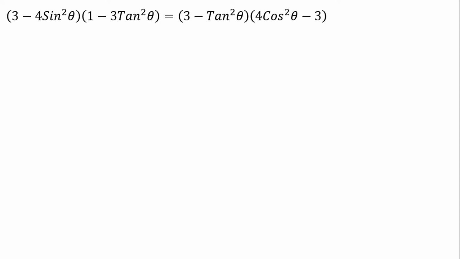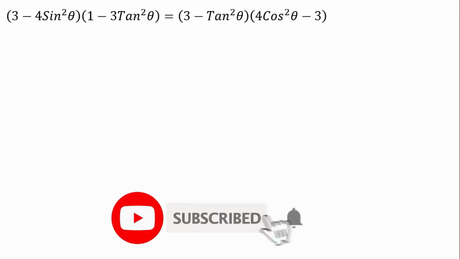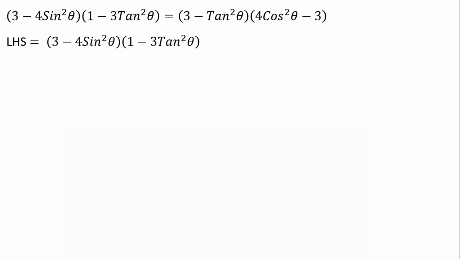We have here the prove-that question from trigonometry, and the question is (3 minus 4 sin square theta) multiply (1 minus 3 tan square theta) is equal to (3 minus tan square theta) multiply (4 cos square theta minus 3). So we will start by taking the LHS. The LHS is (3 minus 4 sin square theta) multiply (1 minus 3 tan square theta).